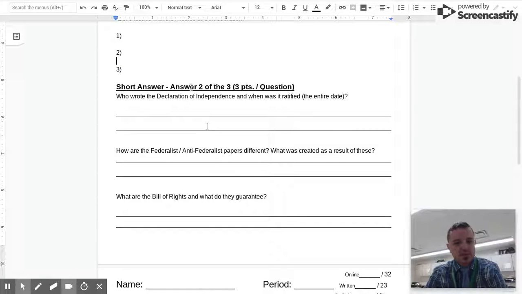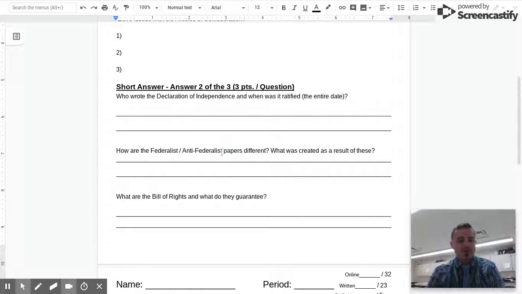Down here, who wrote the Declaration? That was Thomas Jefferson. It was ratified on July 4th, 1776. Remember, I've told you, you will not need to know dates for this class, but that is one date you do need to know: July 4th, 1776, Thomas Jefferson.